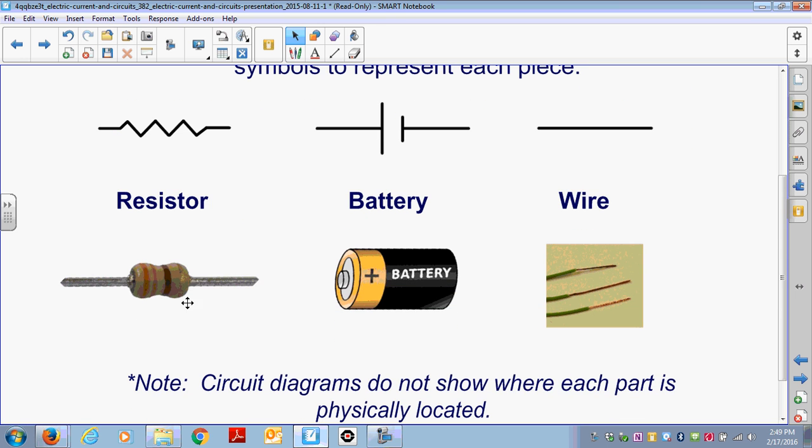You can see that this is the actual resistor, this is the actual battery, and here are the wires. It's kind of difficult to draw some of these things. Just a note, circuit diagrams do not show where each part is physically located. It just shows how they're connected to one another.